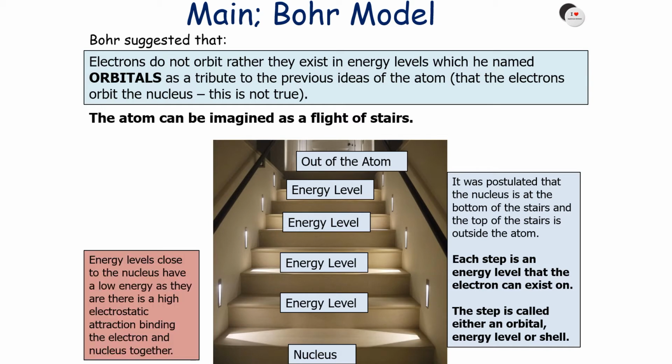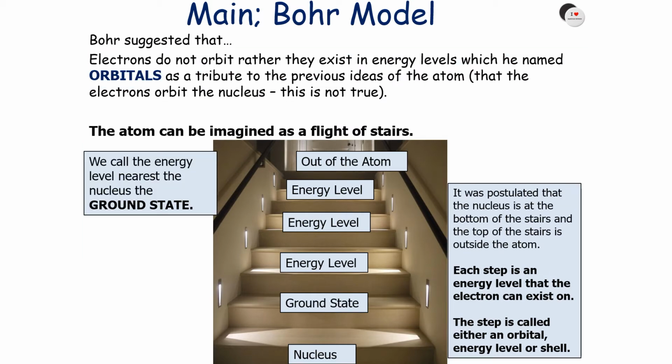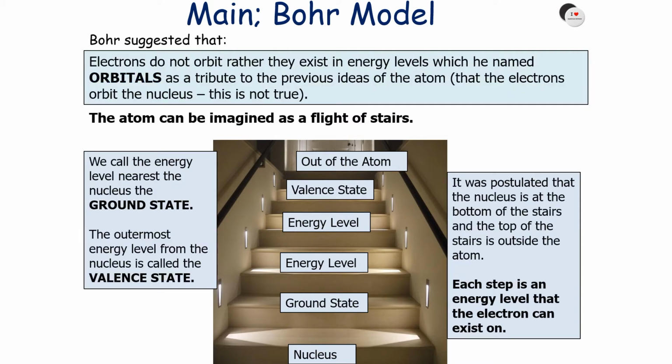Now the energy levels close to the nucleus have a low energy because there's a high electrostatic attraction binding the electron and the nucleus together. The energy levels far away from the nucleus have a high energy as they have a low electrostatic attraction binding the electron and the nucleus together. We call the energy level nearest the nucleus the ground state. We call the outermost energy level from the nucleus the valence state.